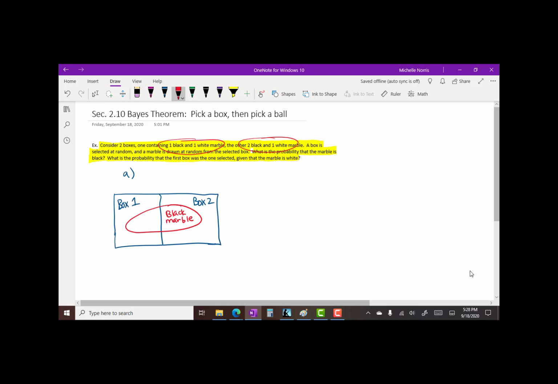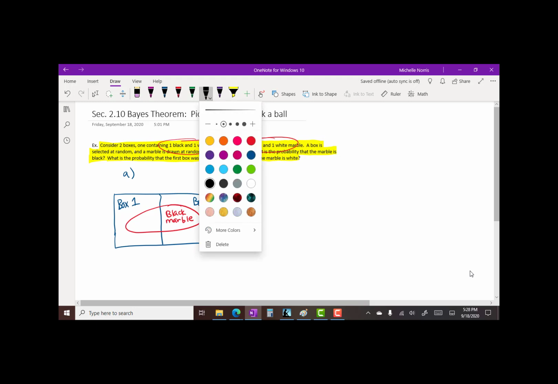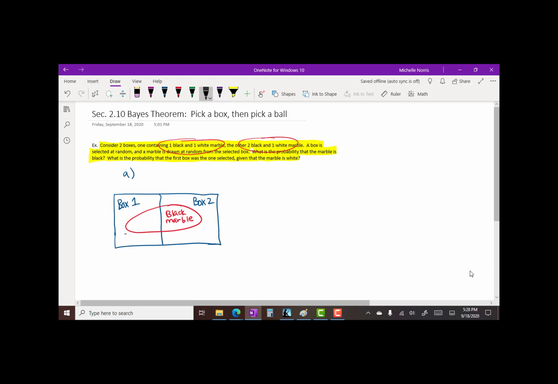Okay, so let me conceptualize these boxes. The first box is going to have one black and one white marble. So this first box has one black, draw this black, and one white marble. So it looks like this. The second box has two black and one white marble. So box 2 has two black and one white marble.